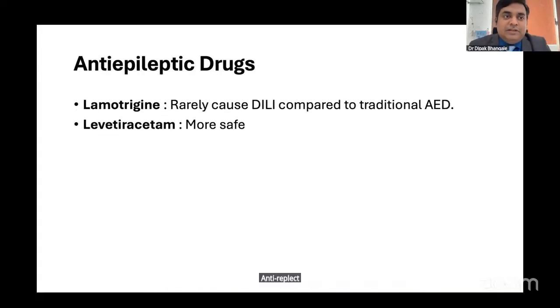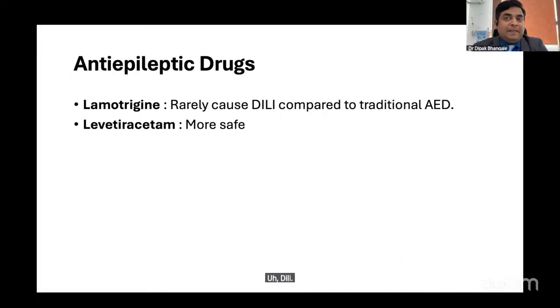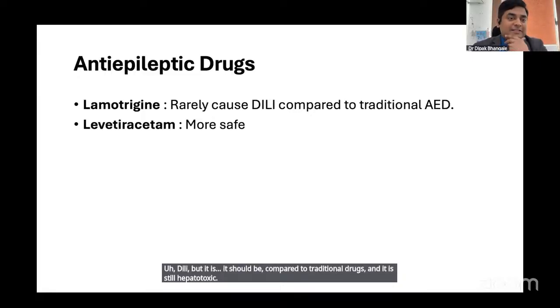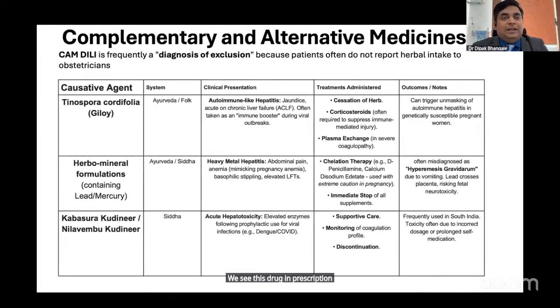Anti-epileptic drugs. Usually these two drugs are considered safe as anti-epileptic drugs in pregnancy. Lamotrigine rarely causes DILI compared to traditional drugs, but it is still hepatotoxic in rare cases. So we usually shift to levetiracetam if we see this drug in the prescription.